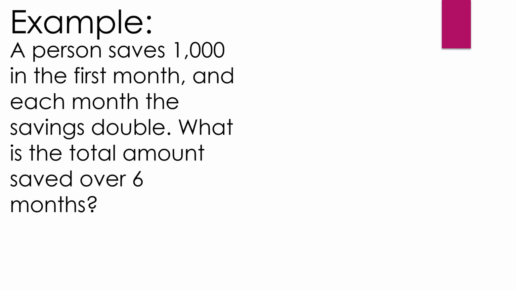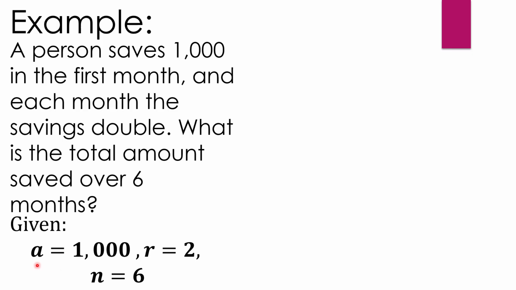Example: a person saves 1,000 pesos in the first month, and each month the savings double. What is the total amount saved over 6 months? So first, again, let's list down all our givens. The first term is 1,000 because the person starts with 1,000 pesos. And the common ratio is 2. Why is it 2? Because it says here it doubles. And our nth term is 6 months.